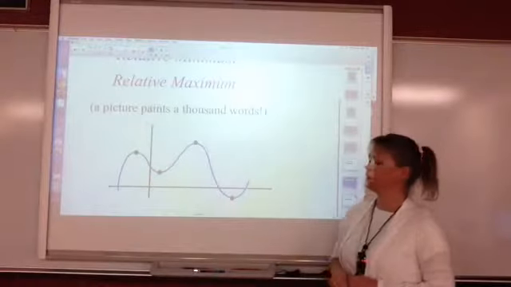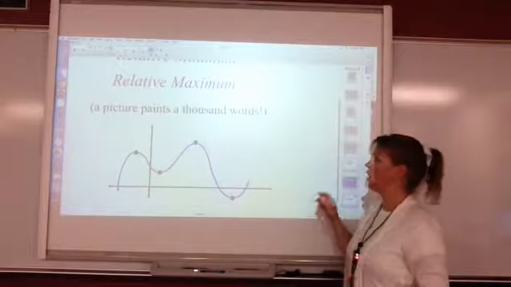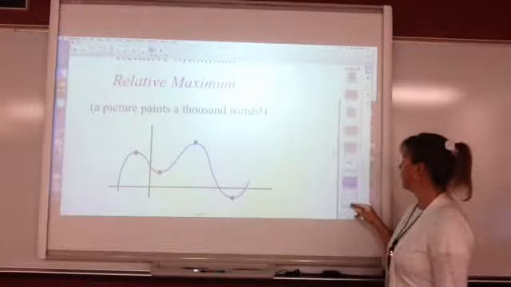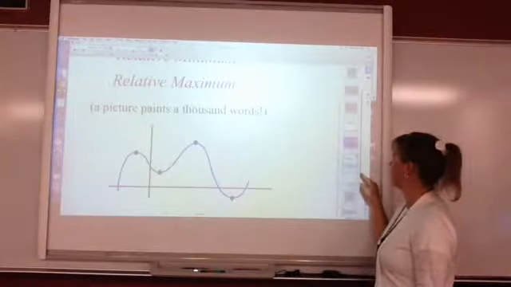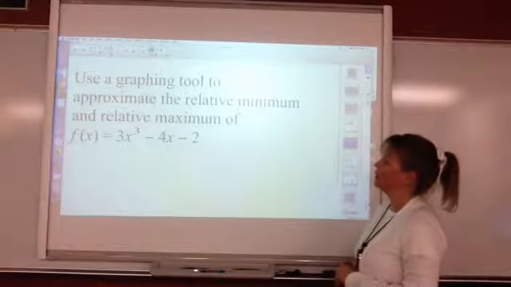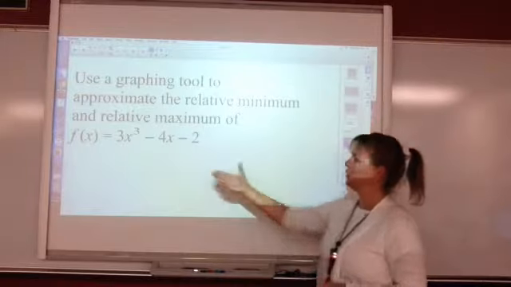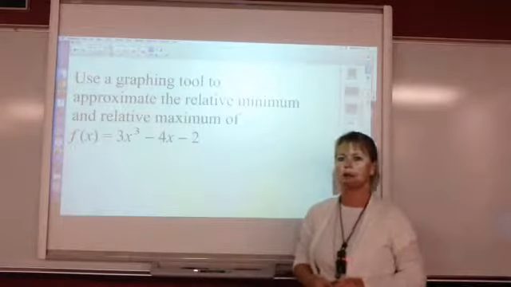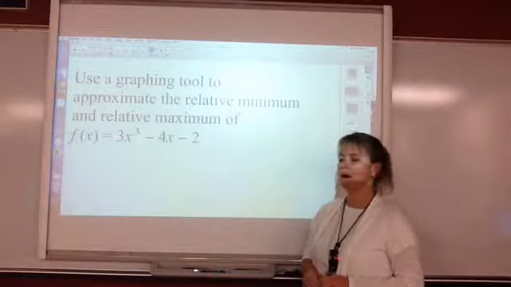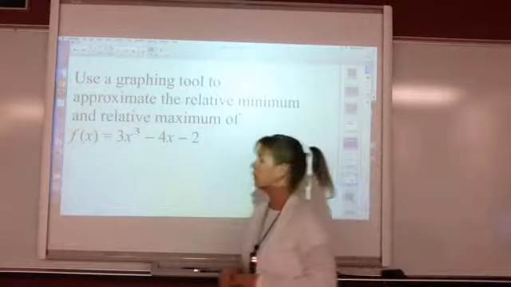Now, at any point as we go through these notes, pause it, rewind it, take the time to draw whatever it is, or write, because I'm just going to keep going through each slide. You're going to use a graphing tool to approximate the relative minimum and relative maximum. Here's the function, f of x equals 3x cubed minus 4x minus 2. Go ahead and pause the video and take the time to put that into your calculator.